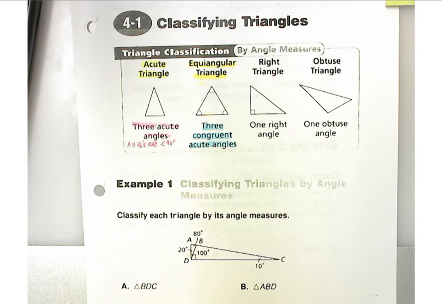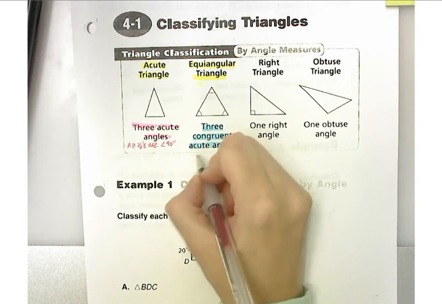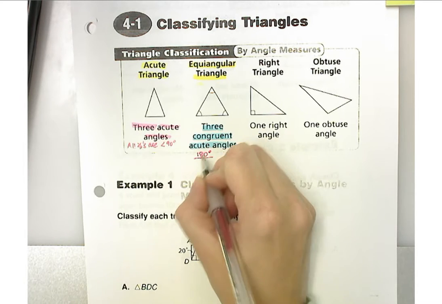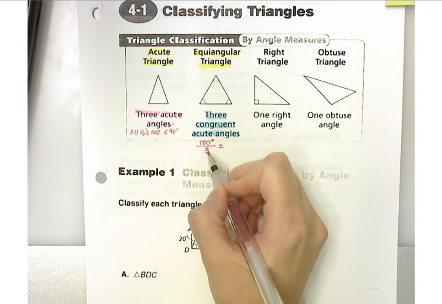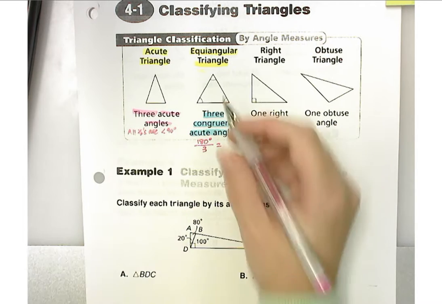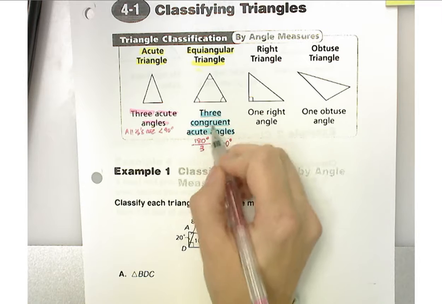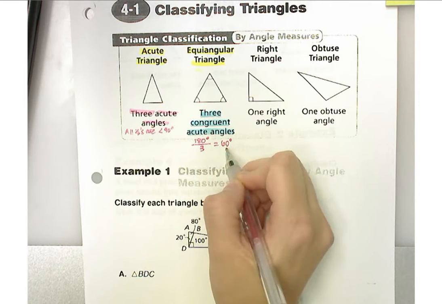Now, in a triangle, Emily, how many degrees do we have in a triangle? There are 3 angles, and then the total of all the angles would be, do you remember that? Yeah, 180. So if you have 180 degrees in one triangle with 3 angles, if you take 180 and divide by 3, it's like 18 divided by 3. What's 18 divided by 3? 6. So each angle has to be 60 degrees. Okay, so 3 congruent acute angles, they would all be 60 degrees.